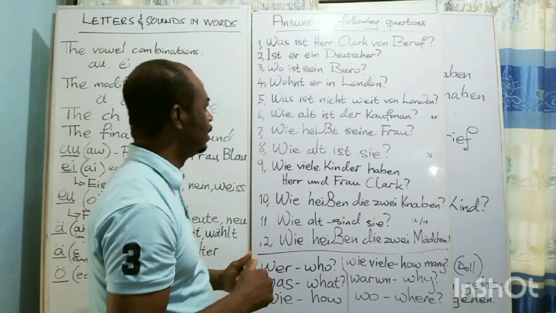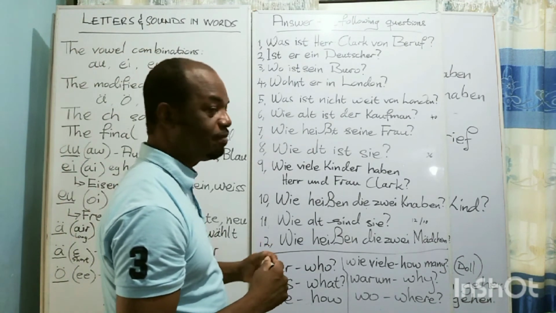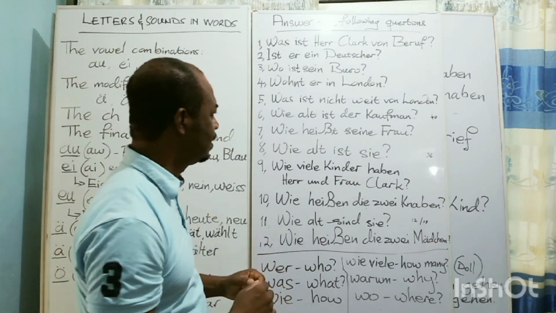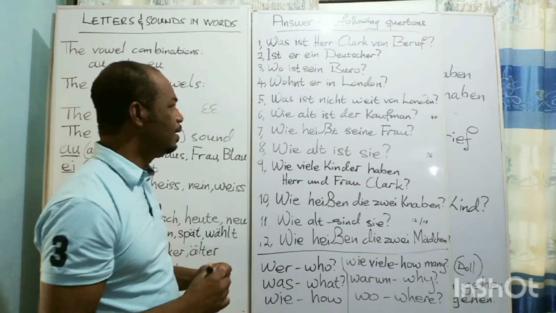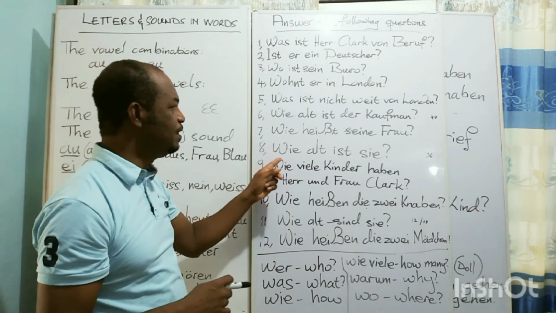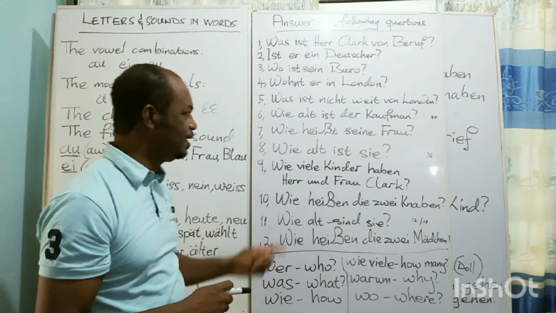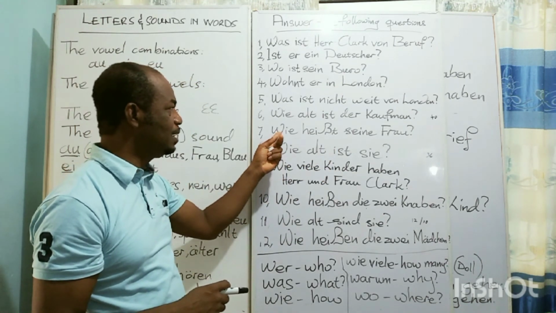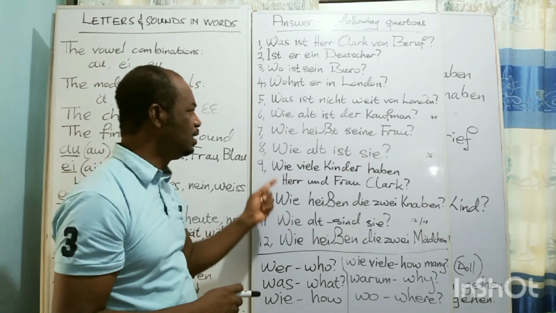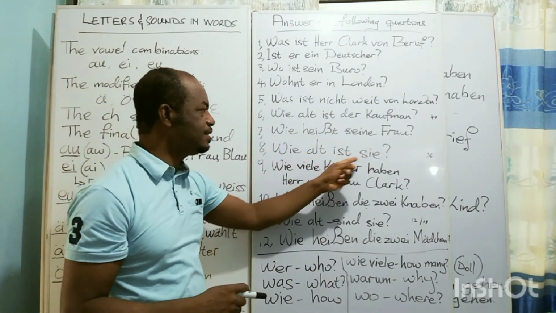Then his wife is called Helen Clark. Seine Frau heißt Helen Clark. And then the next question is question 8. Wie alt ist sie? Remember, this is what: how old is she? Wie alt ist sie?